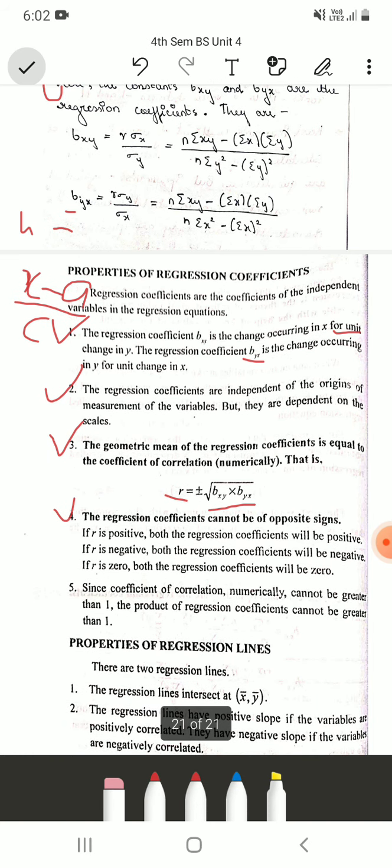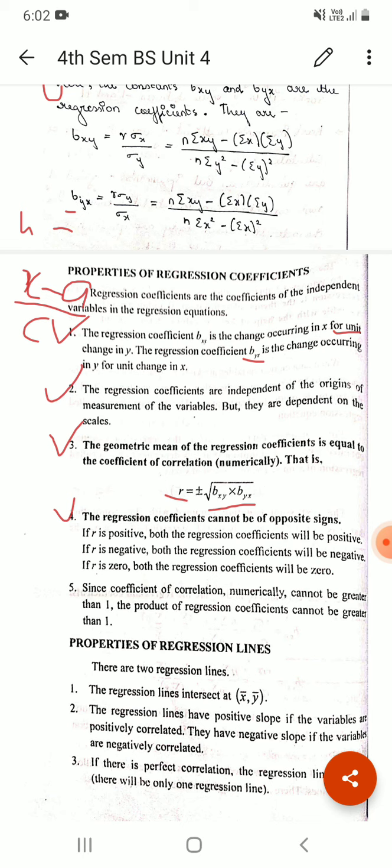So now we had seen properties of regression coefficients. Now we'll see what is the properties of regression lines. There are two regression lines. The regression lines can intersect at x bar and y bar. So the graphical representation of regression equations are called the regression lines, and there are two regression lines.